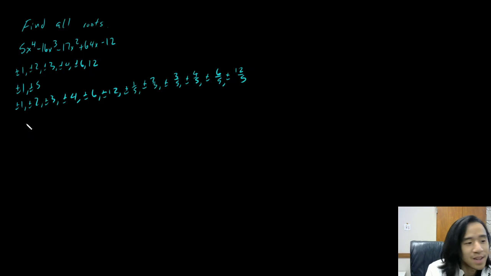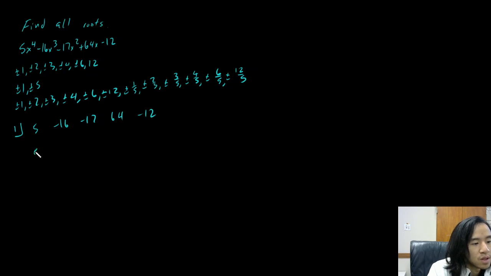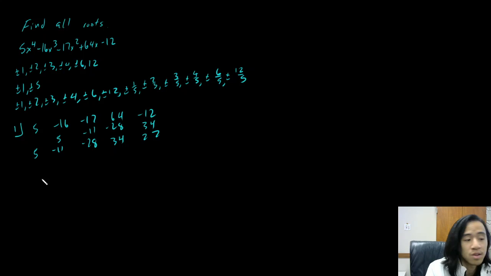Now we get to go down the line. So let's start with 1. 5, minus 16, minus 17, 64, and minus 12. We bring down the 5, you get 5 here. This is negative 11, this is negative 11 here, and this is going to be negative 28. So negative 28. This is going to be 34 and 34, so we're left with 22. That is not 0, so we're going to continue to negative 1.